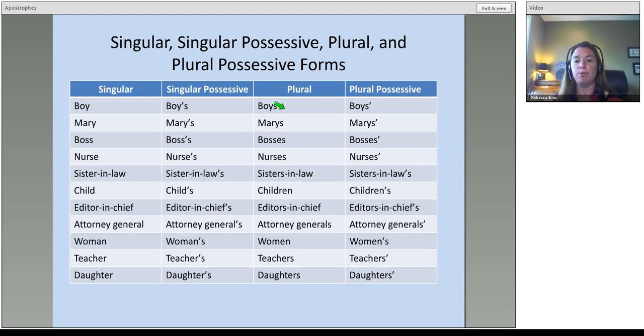Hopefully this brief presentation has helped you have a stronger, clearer understanding of the mighty apostrophe.